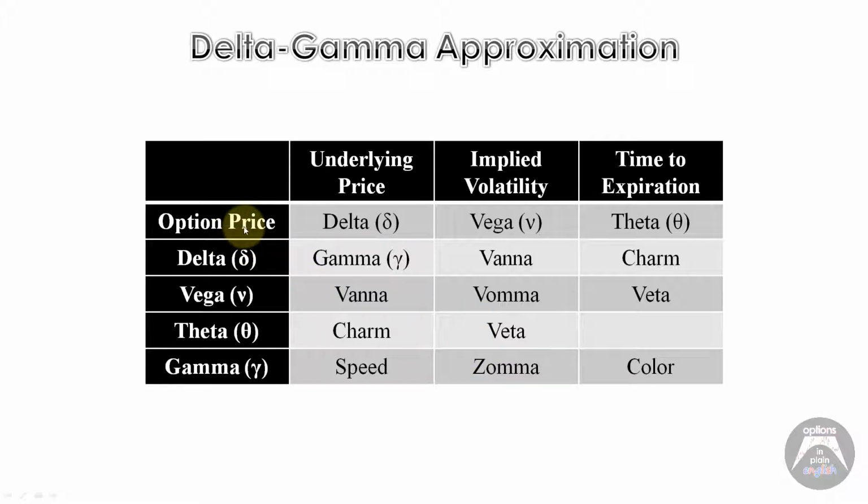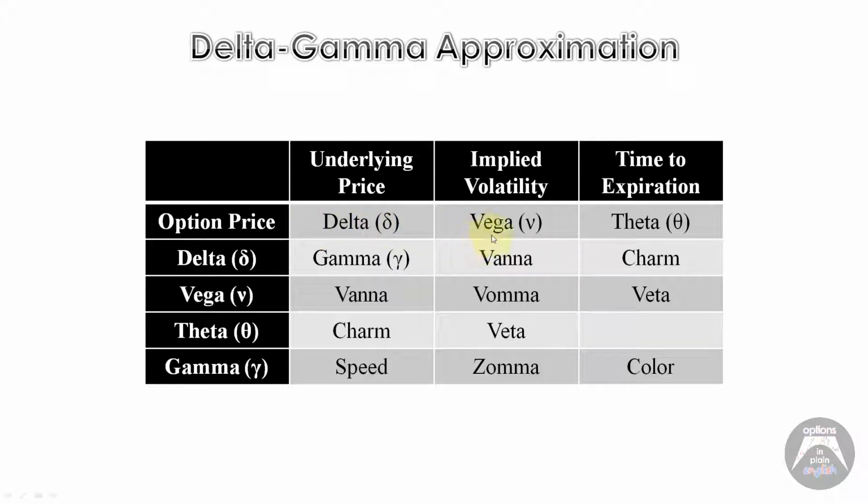The Greek that tells you how an option price will change when the underlying price changes is called delta. It's used a lot. It also tells you the number of shares that you would need in order to hedge or to simulate that position.